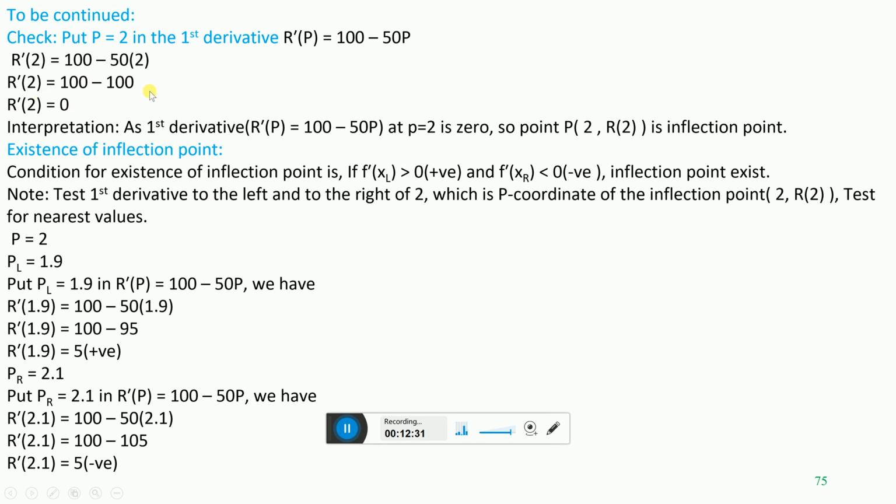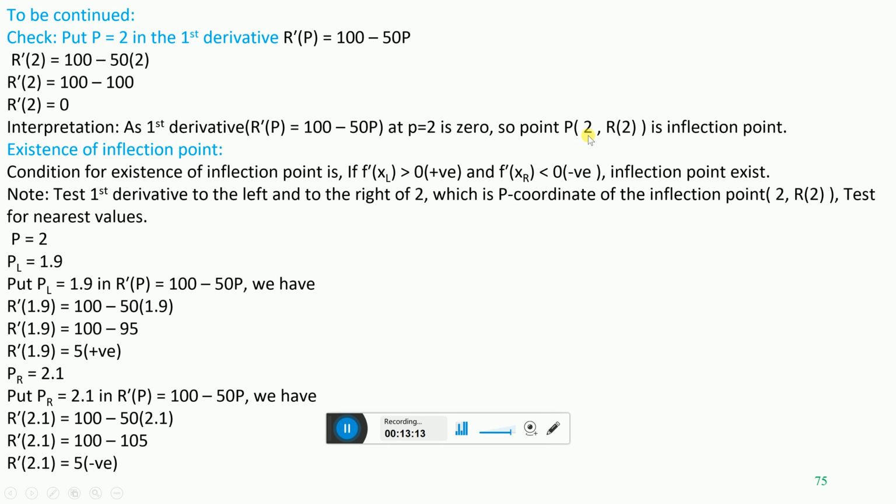We satisfy the condition for the location of the inflection point: the point along the graph of the function at which the first derivative for a set of p values, or x values, is 0, that is the inflection point location. So, interpretation: the first derivative r prime of p is equal to 100 minus 50p. This is the first derivative. At p is equal to 2 it is 0, as we check.